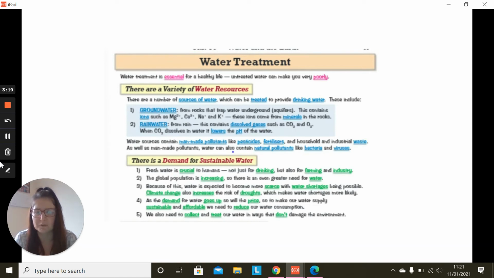As the demand for water goes up, so will the price. So to make our water supply more sustainable and affordable, we need to reduce our water consumption. We also need to collect and treat our water in ways that don't damage the environment.